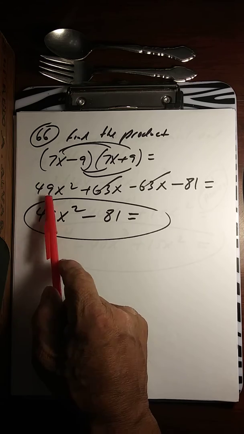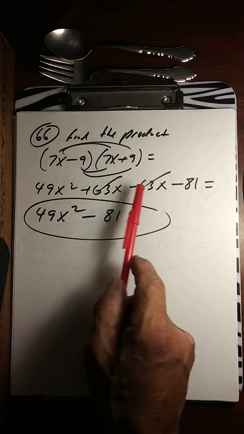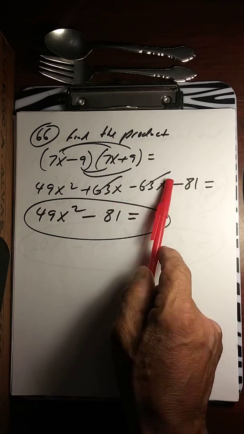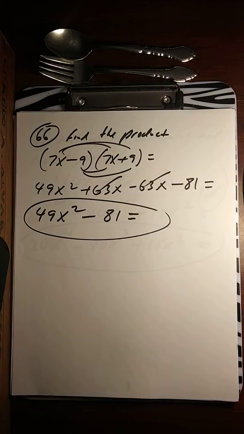7 times that is 49x squared. That times that is 63x. That times that is negative 63x. That times that is negative 81. These are gone. So 49x squared minus 81. That's it. We're done.